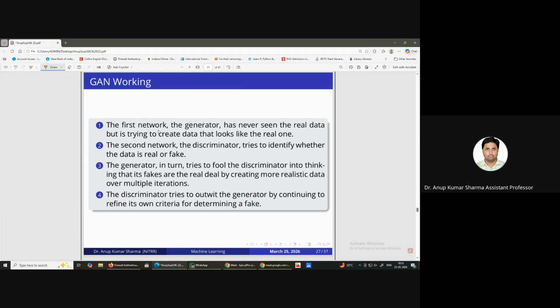Now how it works: the first network, the generator, has never seen the real data, but it tries to create data that looks like real-world data. The second network, the discriminator, tries to identify whether the data is real or fake. The generator in turn tries to fool the discriminator into thinking the fake data is real by creating more realistic data over multiple iterations. The discriminator tries to outwit the generator by continually refining its own criteria for determining a fake. So in simple language, what happens?